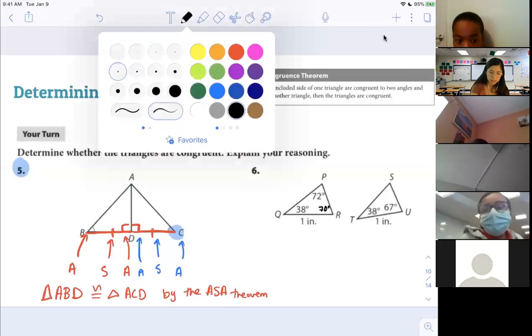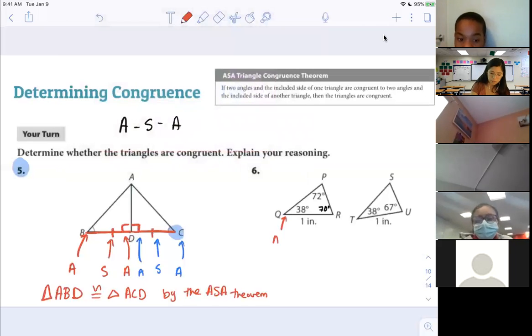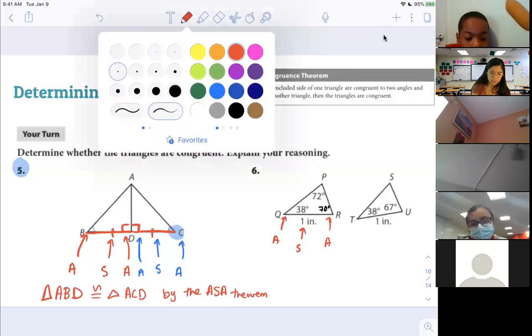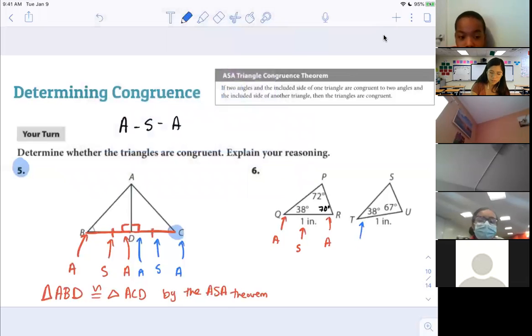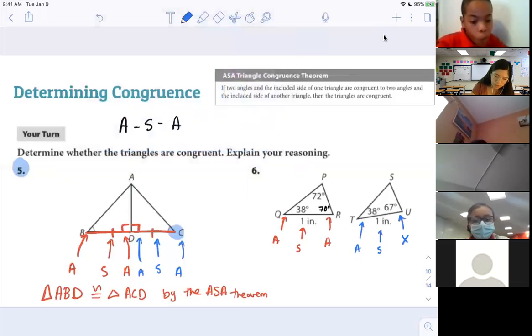So here we have angle, we have side, we have angle, but on the other triangle, what happens? I have angle, I have side, those match up so far, but the third one does not match. So I do not have ASA. So that means that triangle PQR is not congruent to triangle STU. Good job.